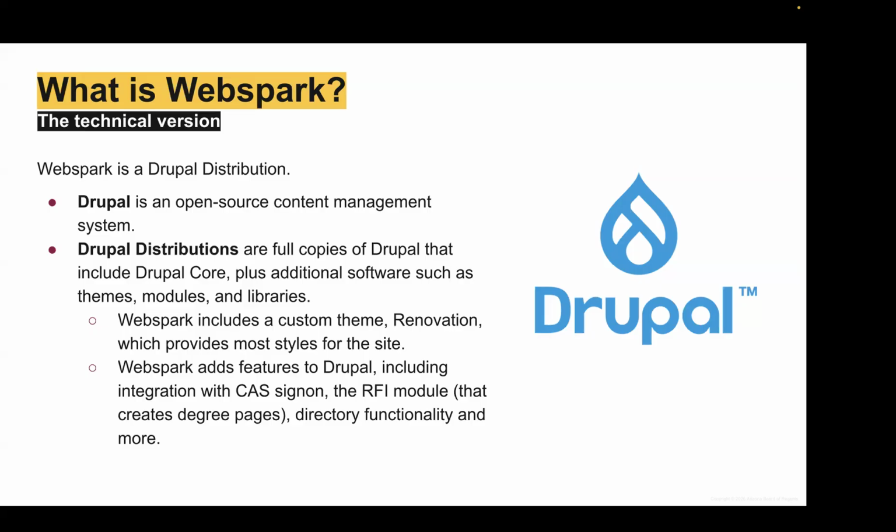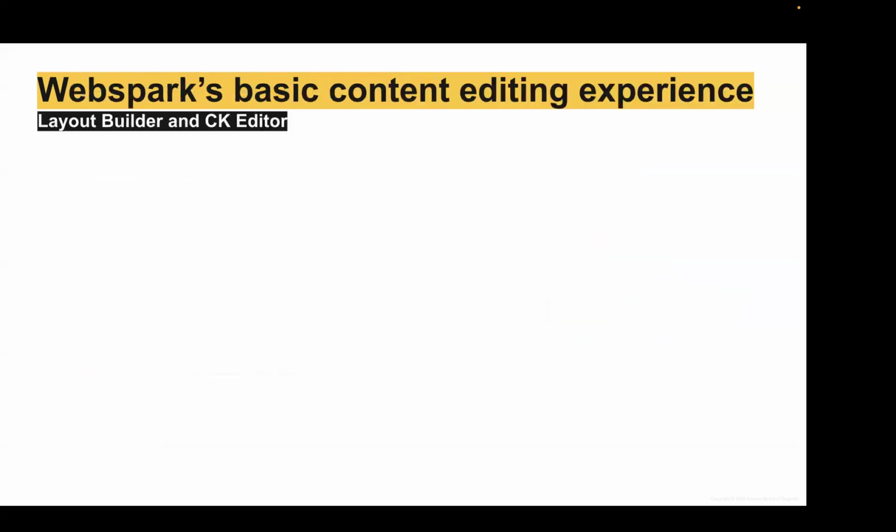A Drupal distribution is a full copy of Drupal that includes Drupal core, but then it has additional features and software built into it, like themes and modules and libraries. One of the most important features built on top of Drupal in Webspark is the theme. The Renovation theme is created by Enterprise Technology and it styles the sites to meet brand standards. So very basic things like the colors that are used, the fonts, the sizes of the headings, and more are styled into the sites to meet brand and web standards out of the box.